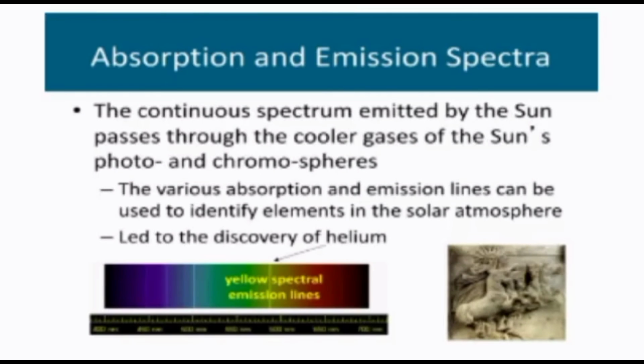Absorption and emission spectra. The continuous spectrum emitted by the sun passes through the cooler gases of the sun's photosphere and the chromosphere. The various absorption and emission lines can be used to identify elements in the solar atmosphere and can also lead to the discovery of helium.